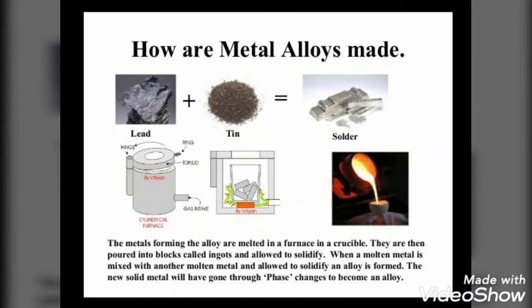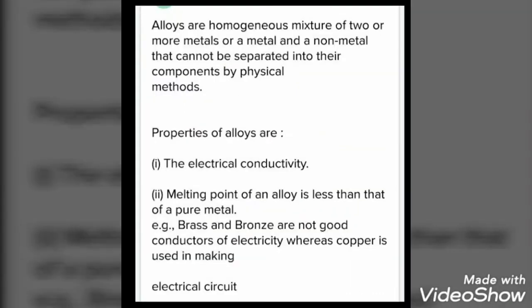Each alloy has certain useful properties. The properties of an alloy are different from the properties of the constituent metals from which it is made up of. In general, alloys are stronger than the metals from which they are made. Alloys are harder than the constituent metals. Alloys are more resistant to corrosion. They have lower melting points than the constituent metals, and they have lower electrical conductivity than pure metals.